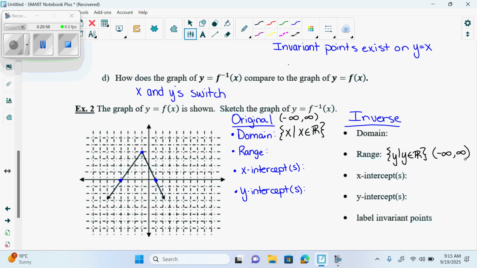Okay. The range of this one is 4 or less. So it's going to be y such that y is an element of the reals, y is less than or equal to 4. So it's negative infinity to 4, square bracket. So the domain of this one is x such that x is less than or equal to 4, x an element of the reals. Negative infinity to 4.